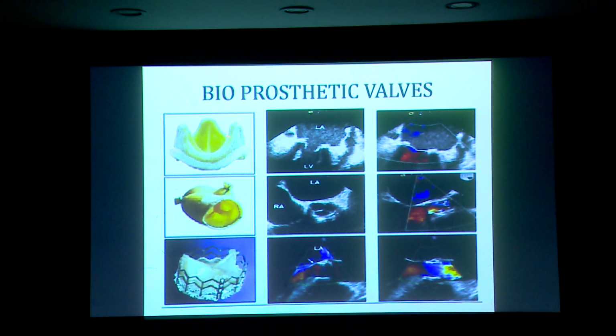You can see here the stented tissue valves, and the stentless one here. For the echo images of a stented valve, you can see the struts here. These are two struts, and the valve opens here and closes here. But if there is a stentless valve, it looks more like a native valve. It's very difficult to make out from the echo whether it's a native or stentless valve.